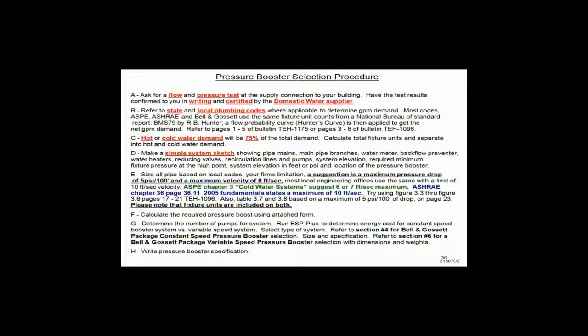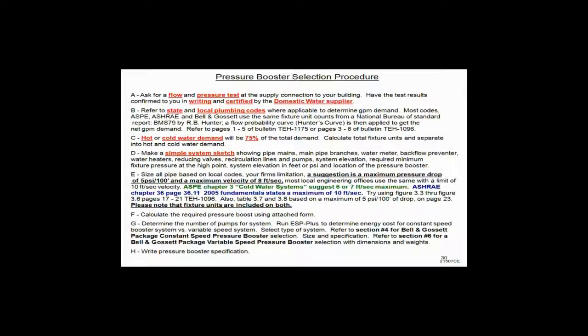So here's a little pressure booster selection procedure. And if you'll follow this, you'll stay out of trouble. I really think, I don't want anybody to get bored, but look at A. If there's anything on this whole little slide that's important to you, it's A.